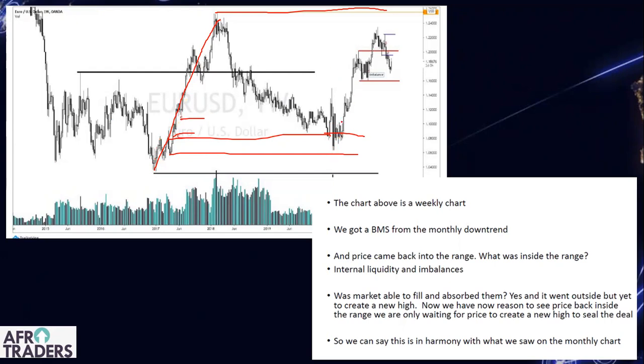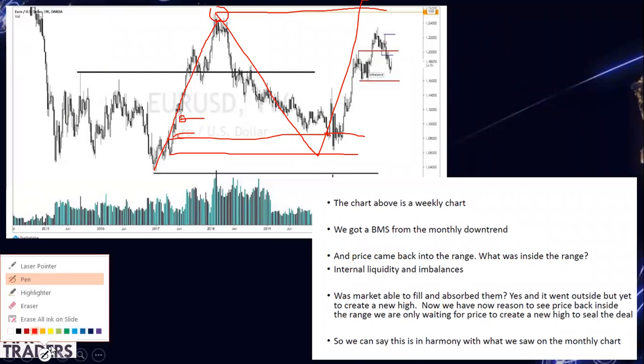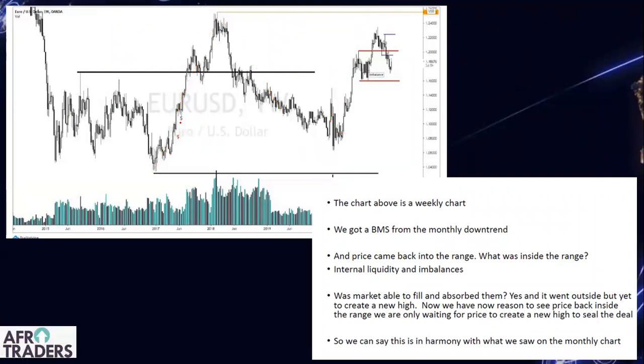Liquidity has been absorbed. Imbalances have been filled, and the rule says that we buy inside the trading range and we target this high. So we are still bullish. We got a BMS from the monthly downtrend, and price came back into the trading range. What was inside the trading range? We saw internal liquidity, these are internal liquidity with a dollar sign, and imbalances.